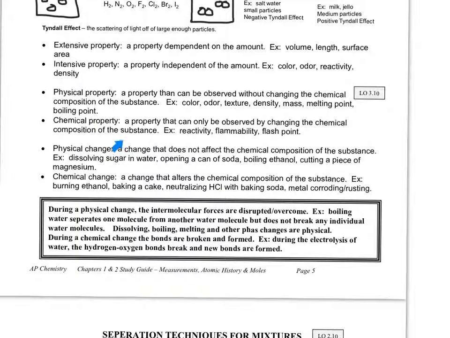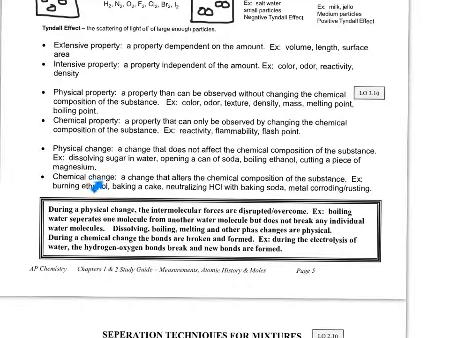Distinguish between properties versus changes. A physical change is a change that does not affect the chemical composition of the substance. For example, if I dissolve sugar in water, I have not changed the formula for sugar or the formula for water. They're the same substances. So the dissolving process is a physical change. The solubility is a property. Opening a can of soda, I have not changed what the substances are. Boiling ethanol, it's still ethanol, whether it's liquid or gas. Cutting a piece of magnesium, it's still magnesium, whether it's in a big strip or small pieces.